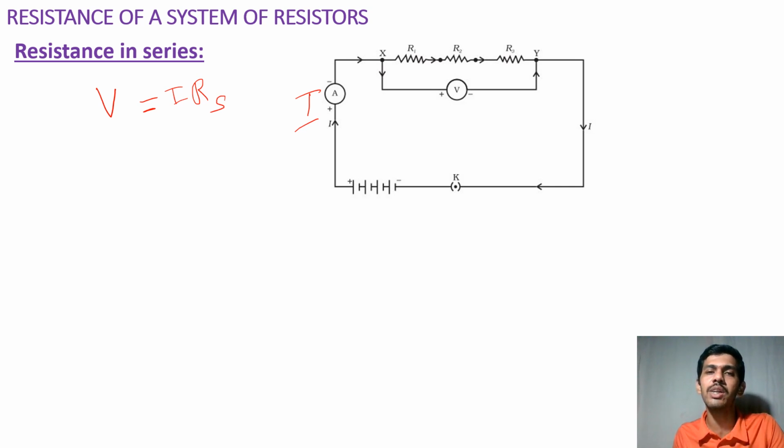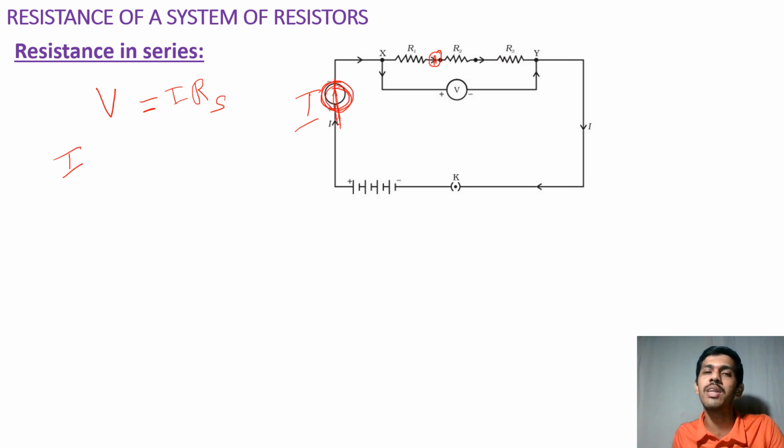connecting the ammeter here, I change the position of the ammeter. I disconnect the ammeter from here, connect directly here, and place the ammeter in between R1 and R2, and see what is the current flowing through the circuit. Interestingly, I get the current same as the previous value when it was connected here.